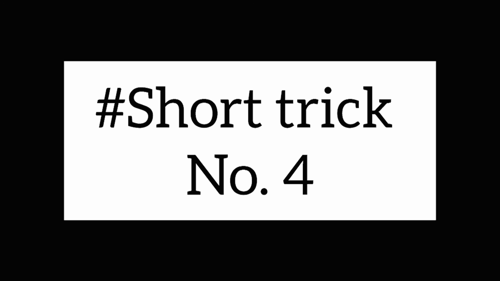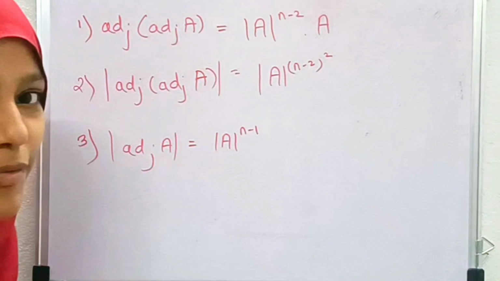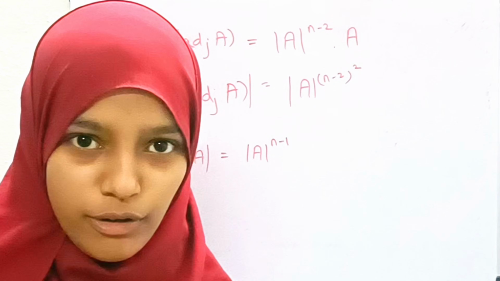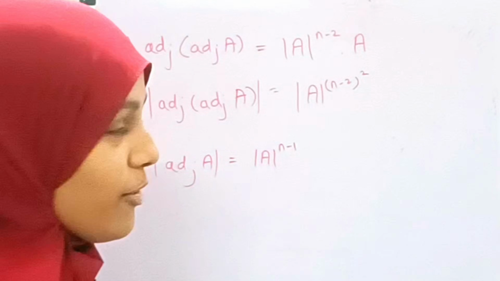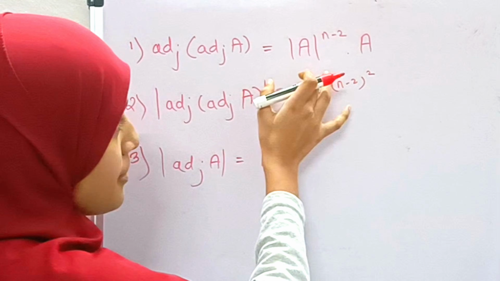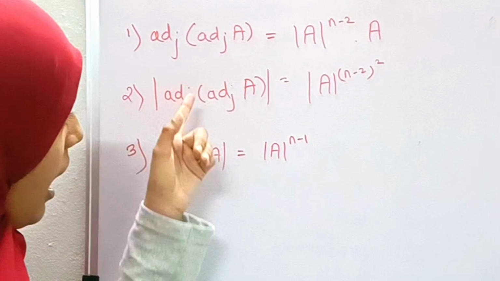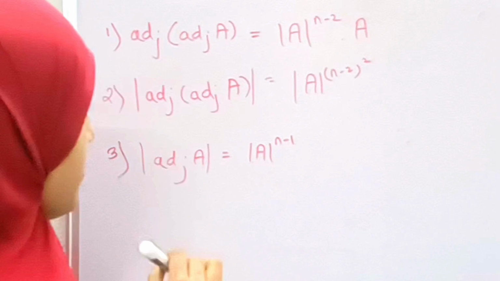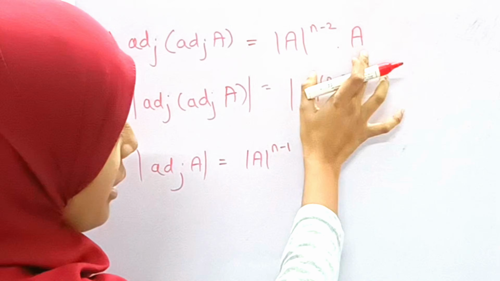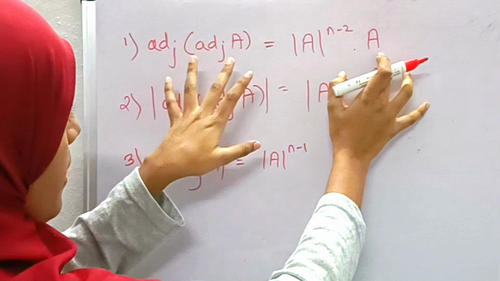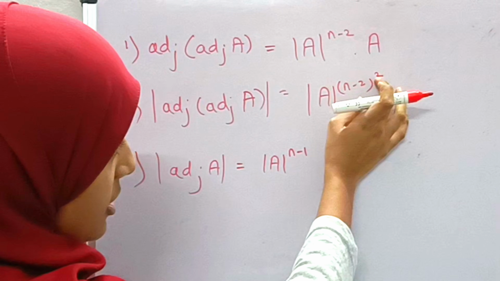That's it. Next is the next short trick. We have adjoint of adjoint A. We have seen until now the adjoint of A. Now we have to find adjoint of adjoint A. So the short trick for adjoint of adjoint A is nothing but determinant of A raised to n minus 2 multiplied by the A matrix. Now we have to find the determinant of adjoint A, that is determinant of A raised to n minus 1. If we have a normal A, then we have to multiply it by A. If we have the determinant of A, we have to just take the square instead of A.